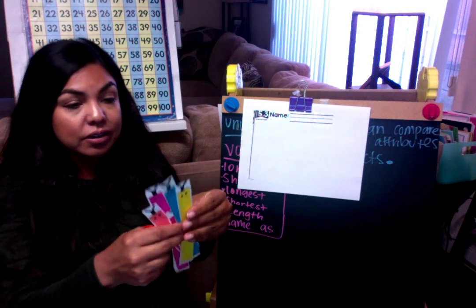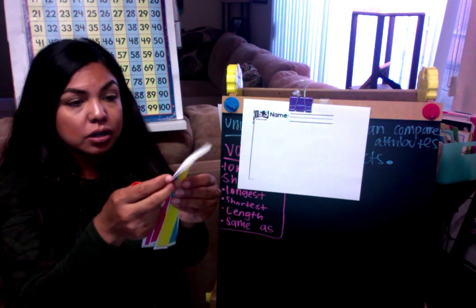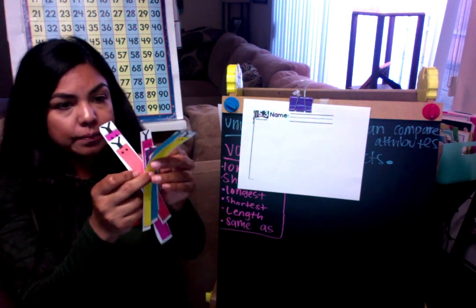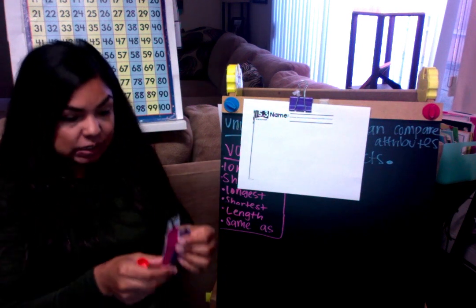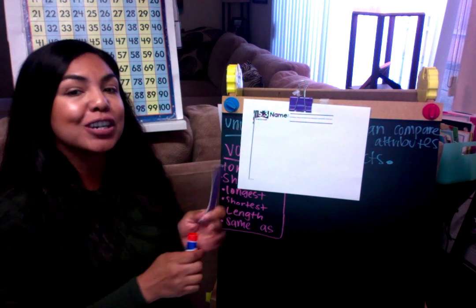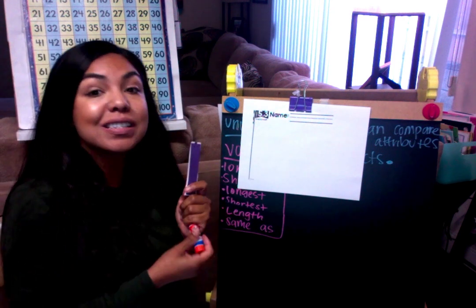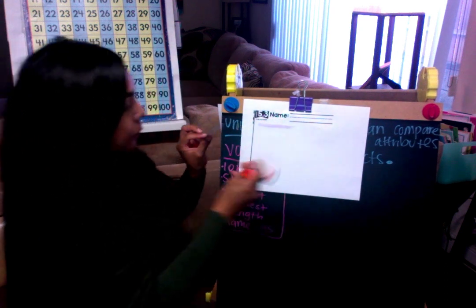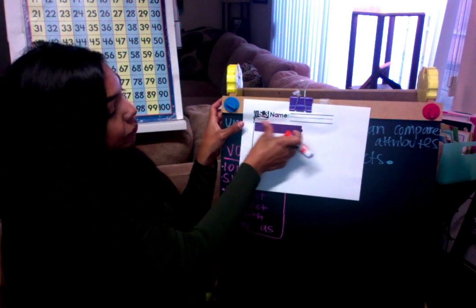Now let's look at our sheets first to start with the shortest. Which one do I think is the shortest? Well, if I look at these, these are my smallest two. So which one is the shortest? Correct. The purple one is shorter. So I'm going to put that purple one first because I know that that's the shortest one I have of all of them. On the very top of my paper, I'm going to put that purple one.